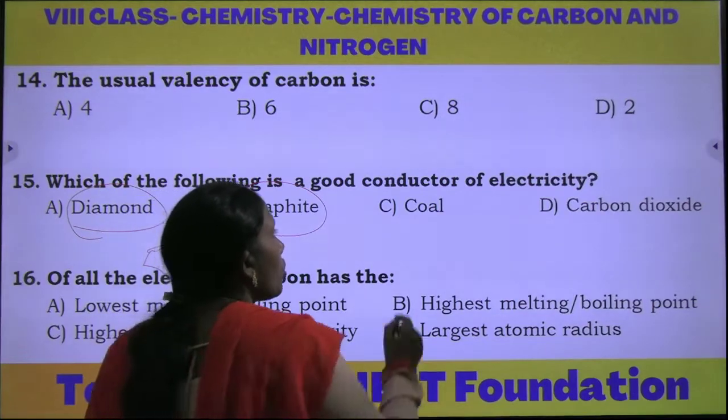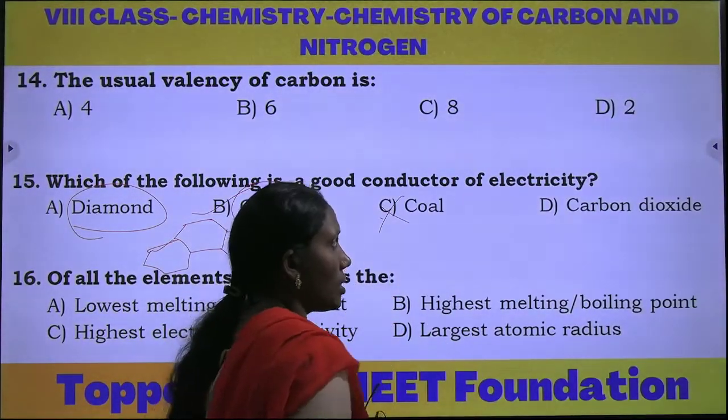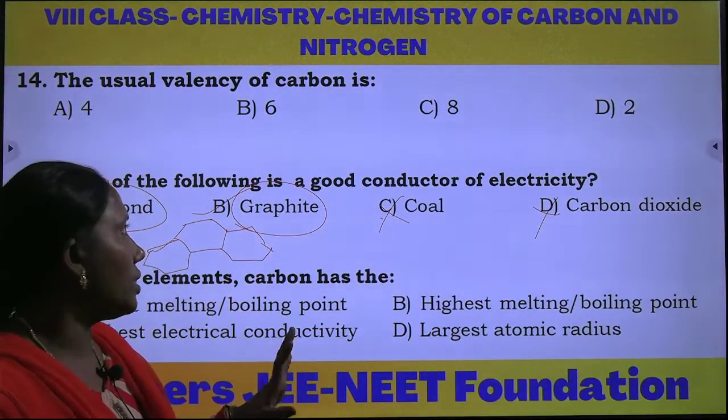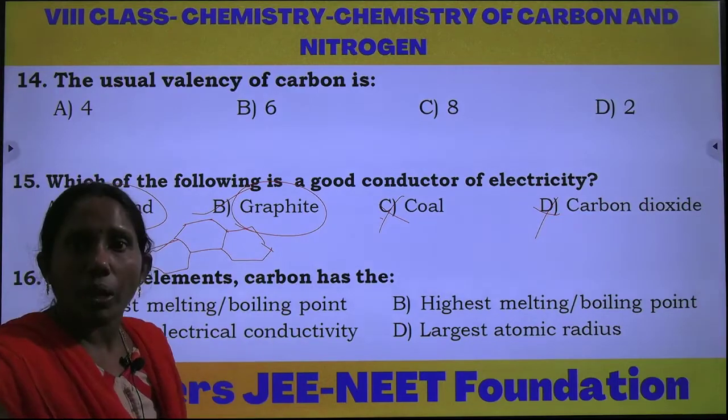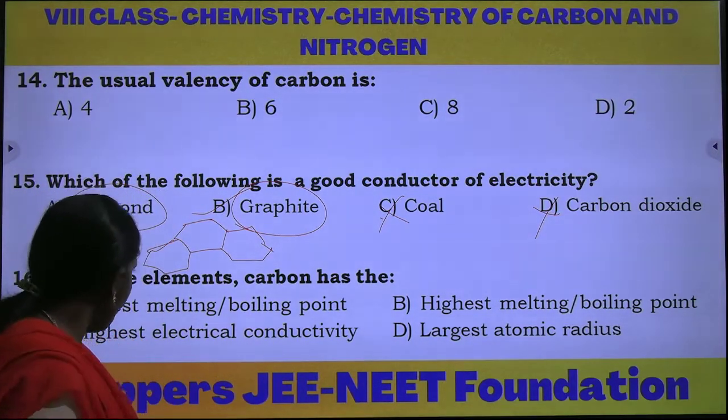Whereas coal is not a good conductor of electricity, it cannot conduct electricity, and carbon dioxide is also a gas which does not conduct electricity. So we will go with the B option. Okay. Now comes to the next question.